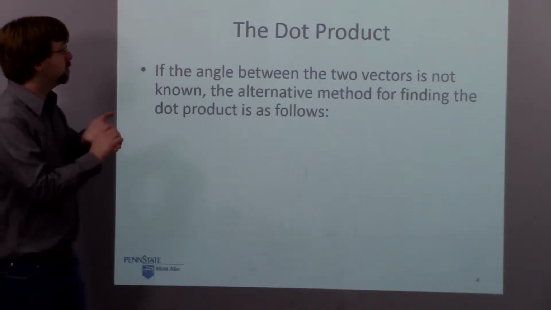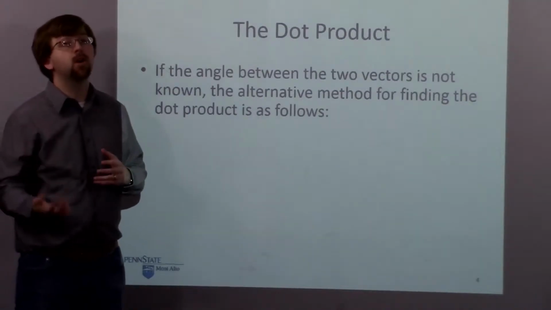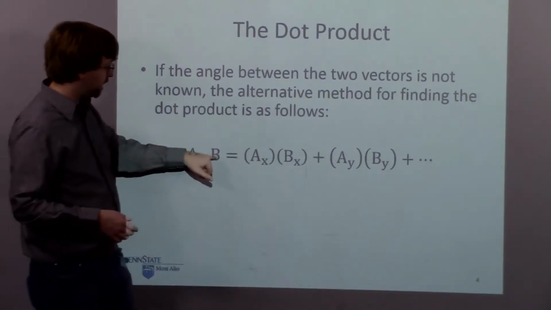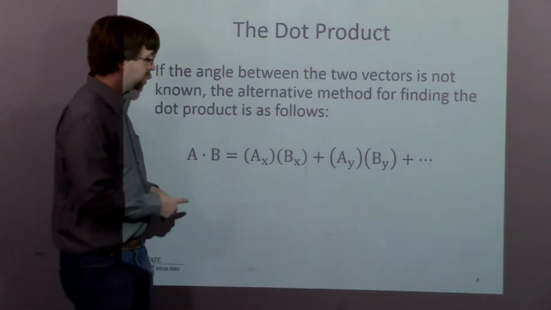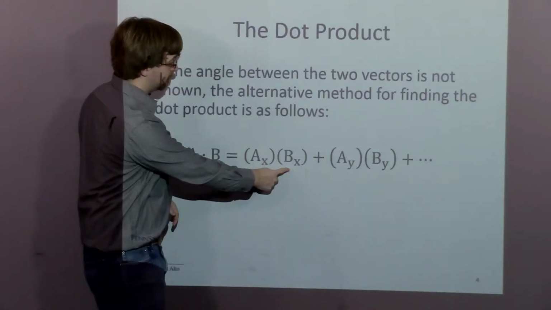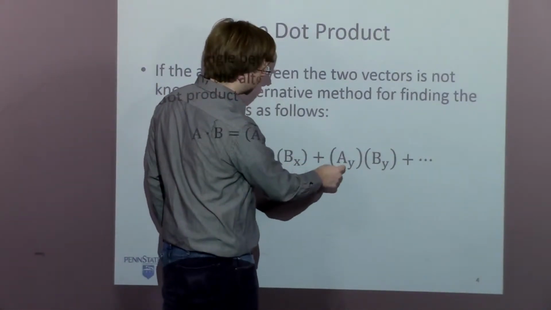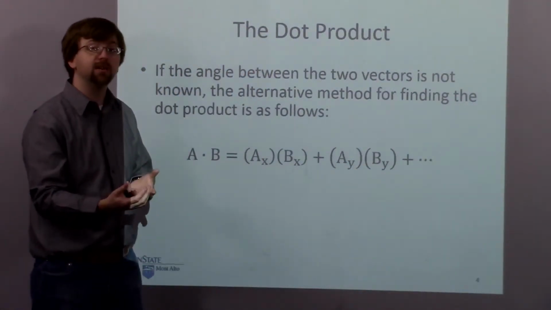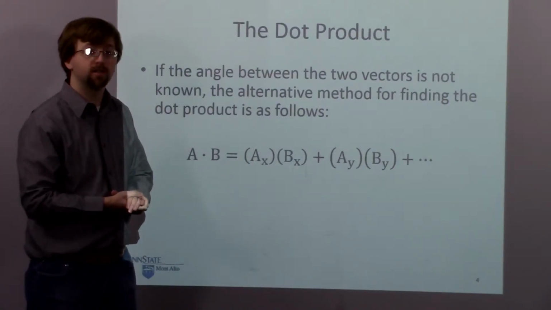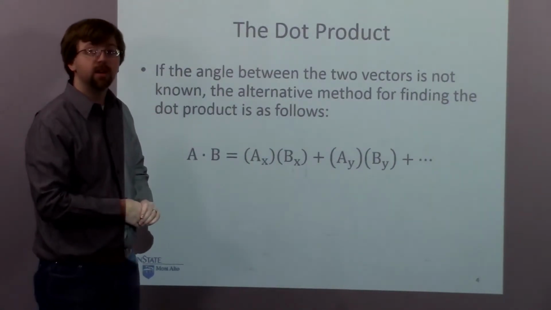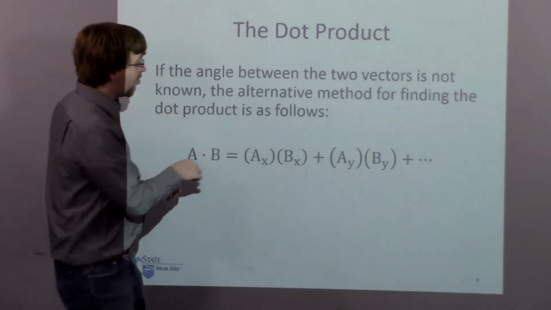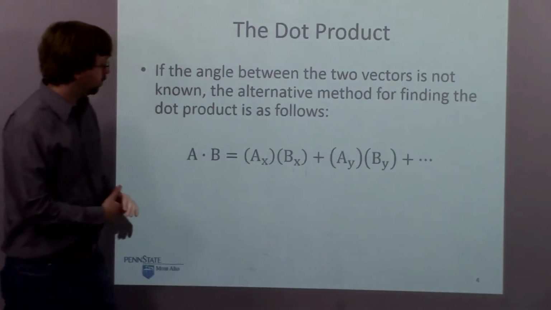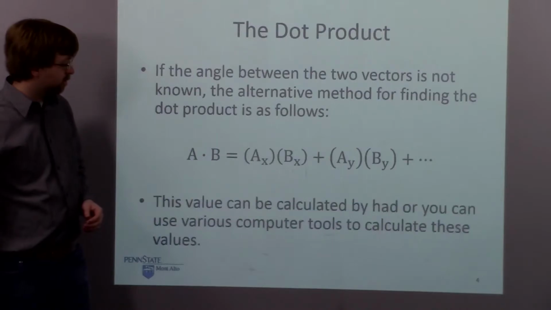Alright, so if the angle between the two vectors is not known, we do have an alternative way of solving for this. The equation we can use, a dot b, the dot product of a and b, is going to be the x component of a times the x component of b, plus the y component of a times the y component of b, plus the z component of a times the z component of b, and so on, however many pieces we have to this whole thing. We take that product of x times x, y times y, and we add all those numbers up into one single value for our dot product.